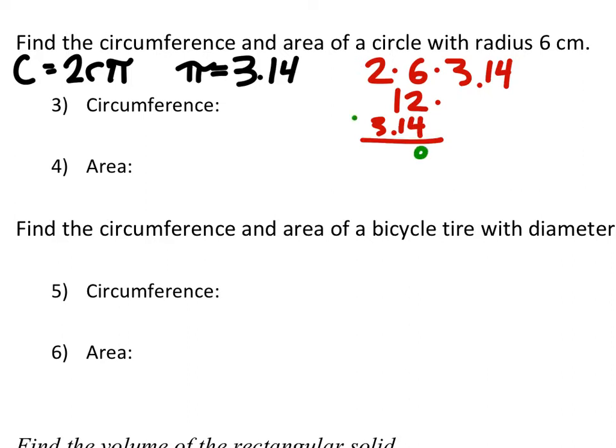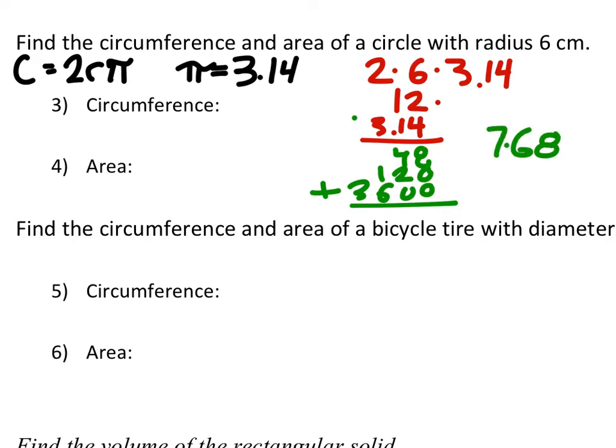4 times 2 is 8. 4 times 1 is 4. Tens position, I got a 1, 2, hundreds position. And I got 6 and 3. So when I add these together, I get 8, 6, 7, and 3. I need 2 decimal places, so this is 37.68. That's just the circumference, which is a measure of length, so that's just centimeters straight across.